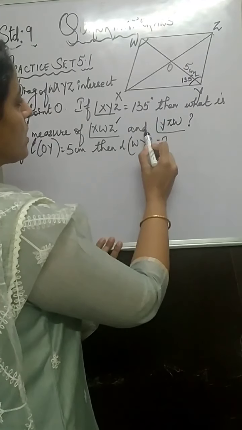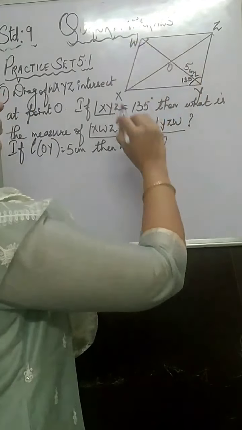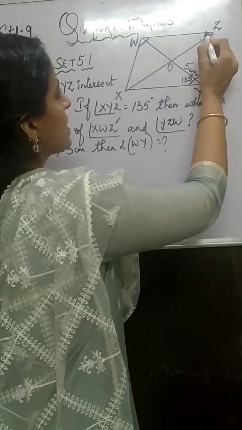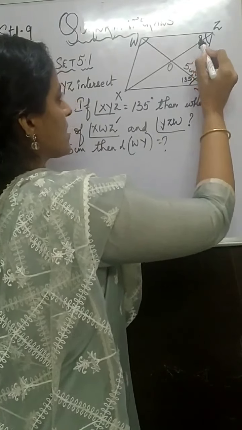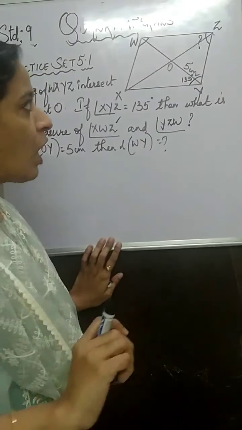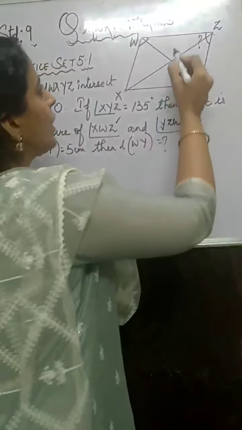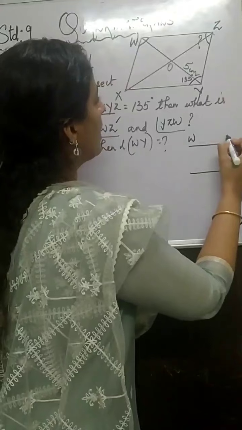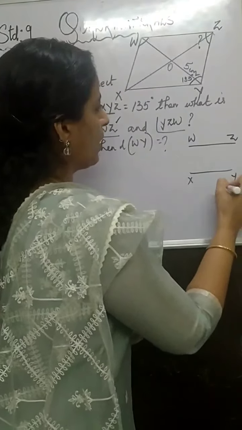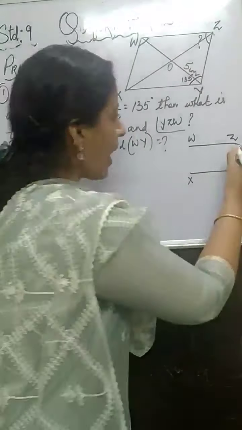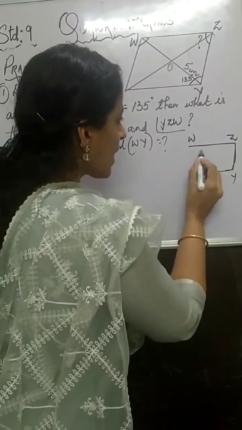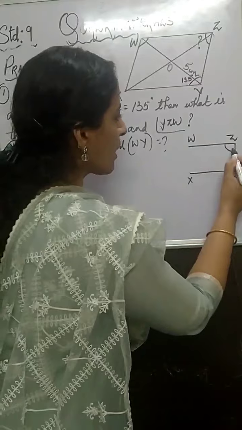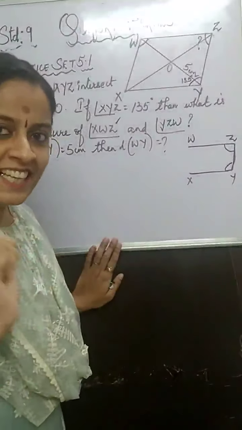Then next, now they are asking what is the measure of YZW? YZW, that is this angle, is asked. Now how to get this angle? We know that WZ and XY both are parallel. They both are parallel. And you have the transversal here, that is this one is the transversal. So which angle can you see here of C shape? Which angle is this? Interior angles.